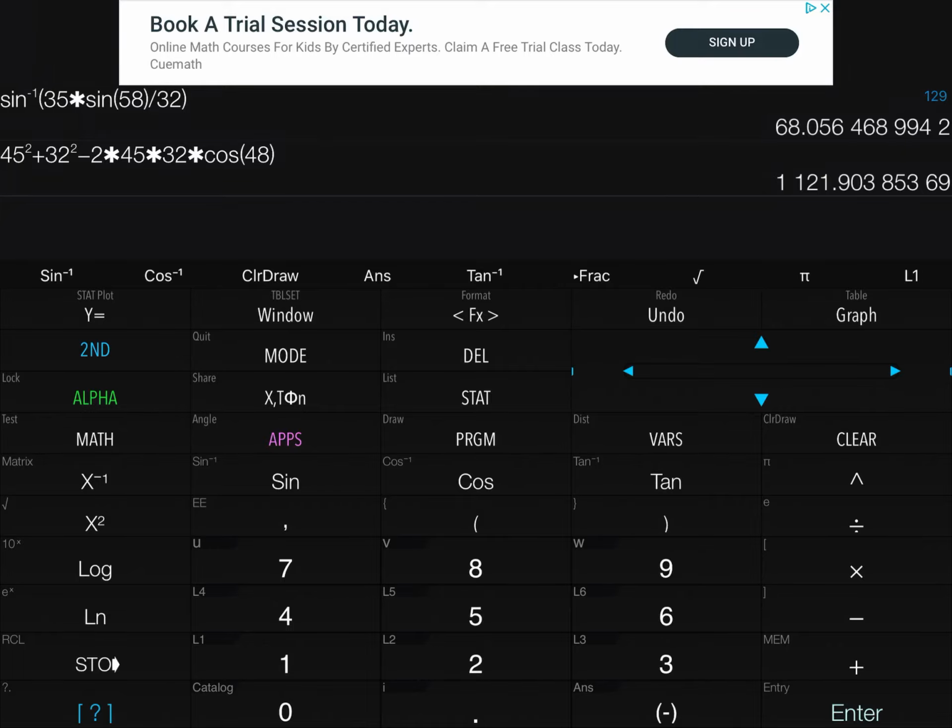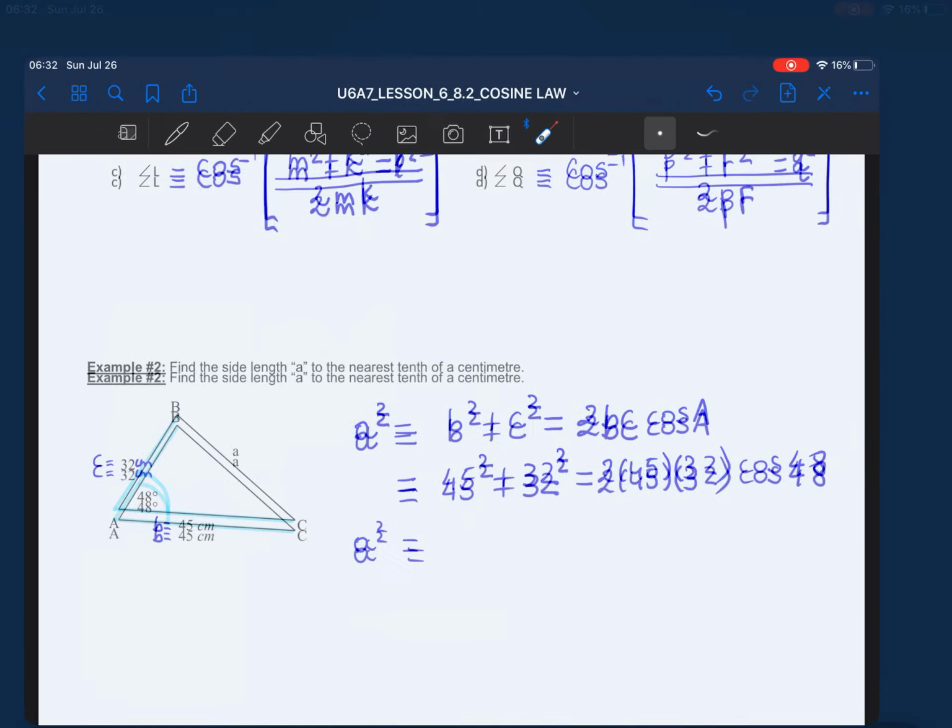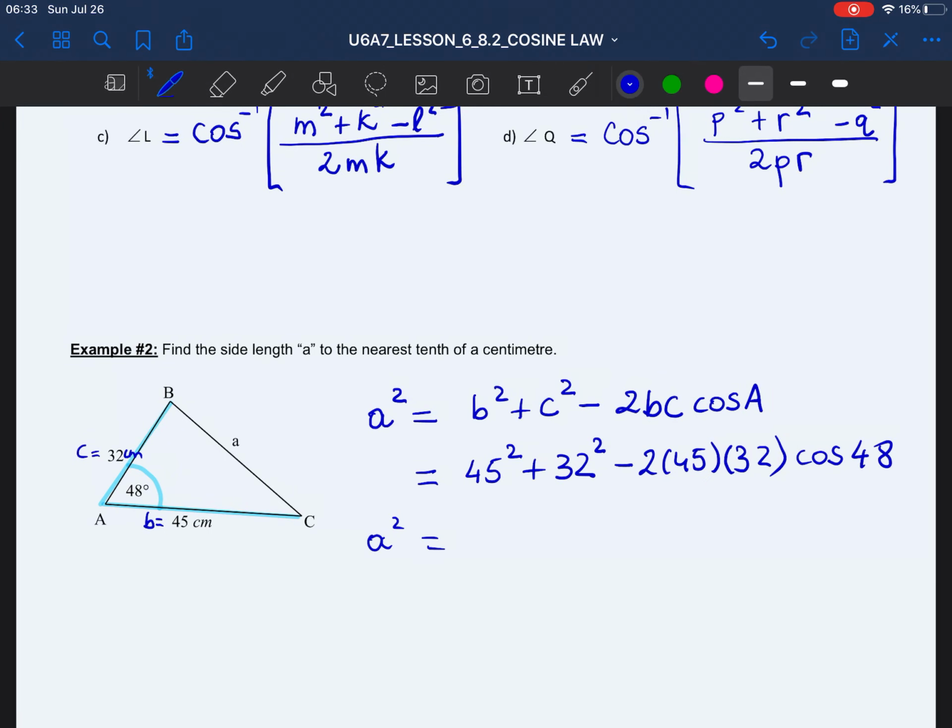And I got 1121.9. So I'll write this down. And I will leave the answer in the calculator because I know that in order to find A, I haven't solved for A yet, I would need to square root both sides of the equation. Now remember that when we square root both sides of an equation, we should take both positive and negative answers. But because here we're talking about side lengths, we're only taking the positive.